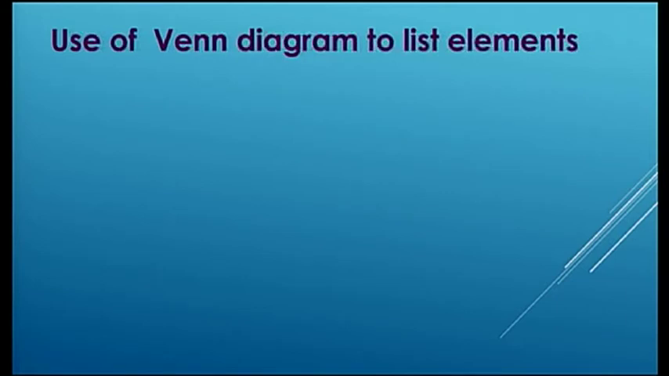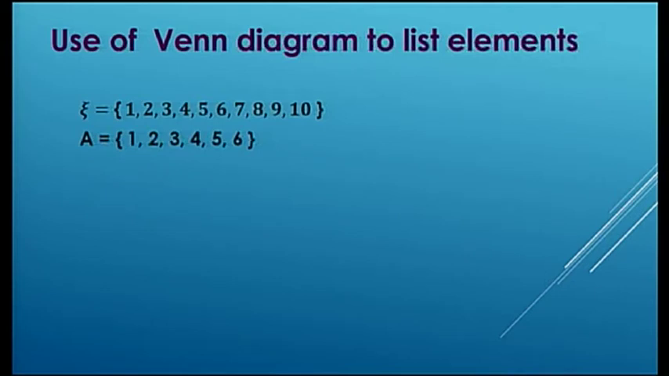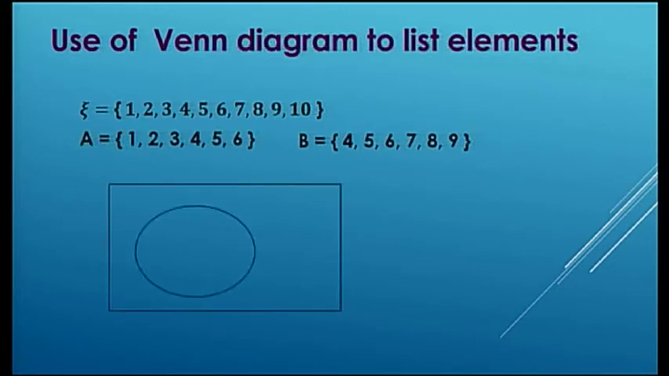We can also use Venn diagram to list elements. In fact, a Venn diagram helps us to list elements of different sets. Take this example. We have the universal set from 1 to 10, set A and set B. First, we must know how to draw the Venn diagram. You can see that we have elements 5 and 6 which are common to both A and B. So, while drawing the Venn diagram, we need to draw two intersecting circles because we have common elements.